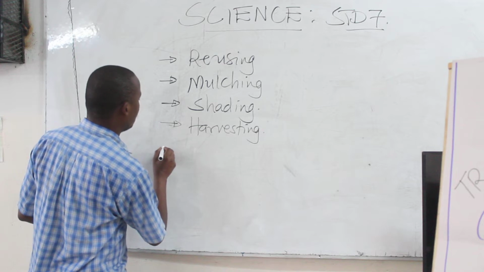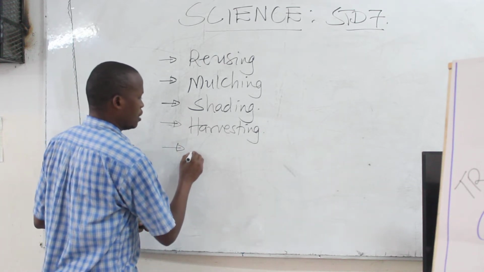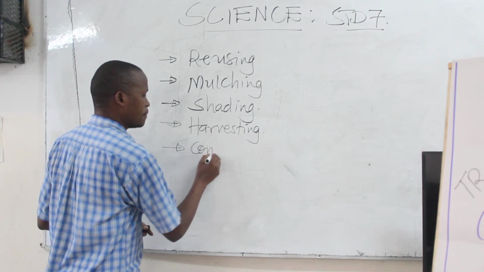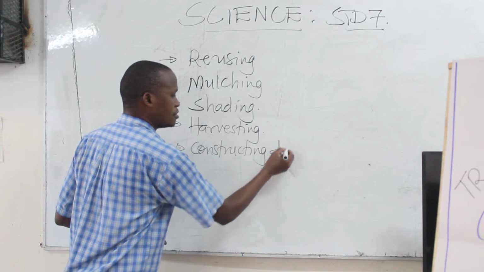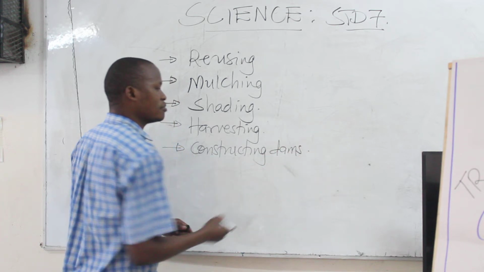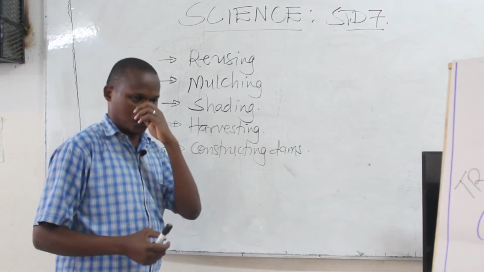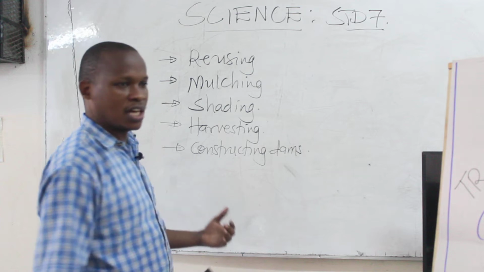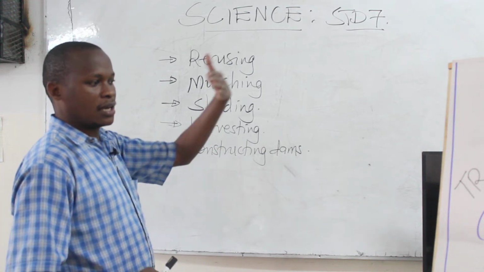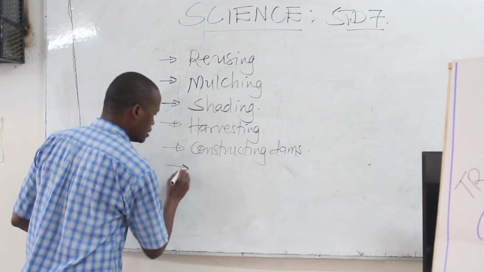Number 5, we talked of constructing dams. We said that dams are walls that are constructed across the river to hold back water so that the water can be used for another purpose.